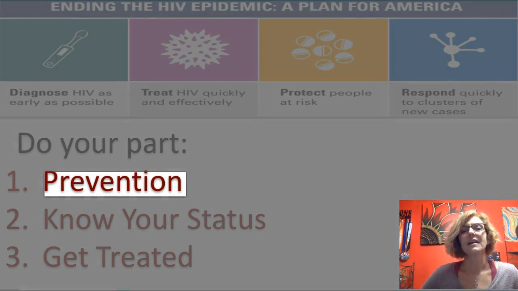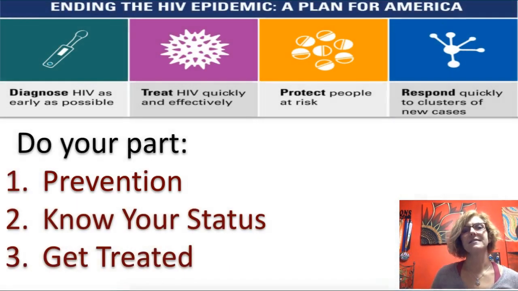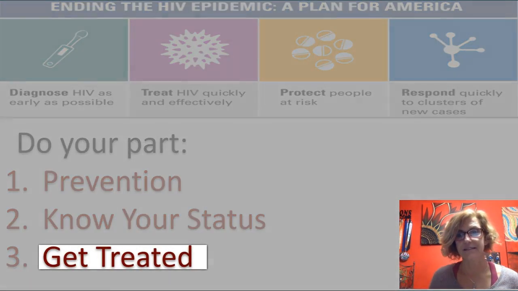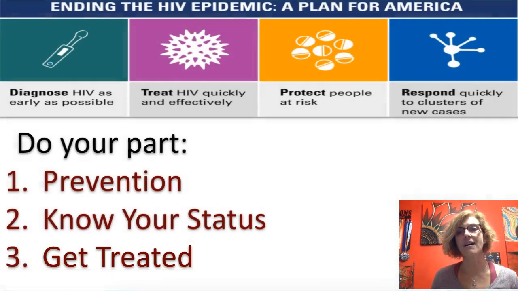Prevention. Talk to your partners. Use abstinence. Use condoms. Know your status. Get tested. Get treated. Treatment keeps your viral load undetectable. If it's undetectable, you are much less likely to pass it on. And that's how we get our numbers to go down. Do your part, take what you learned, and pass it on.